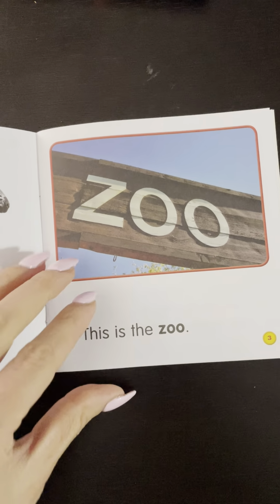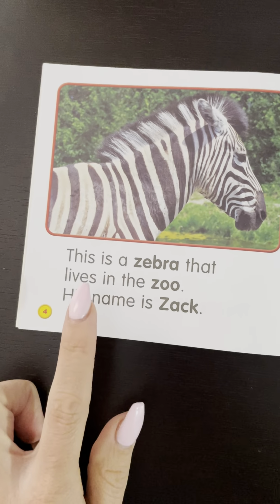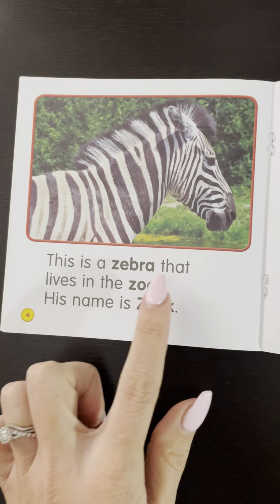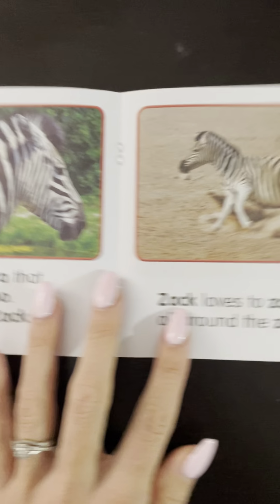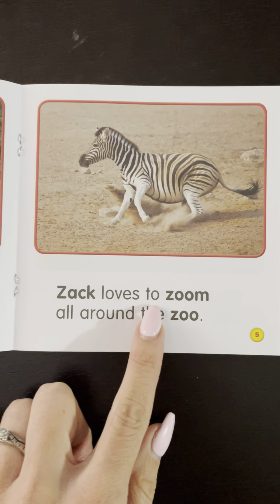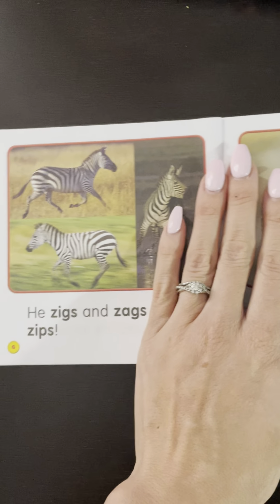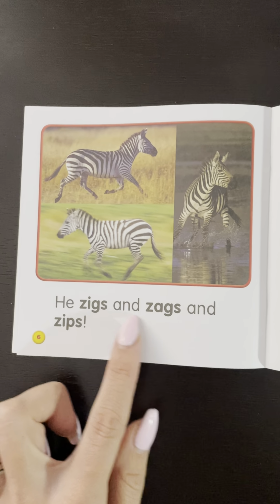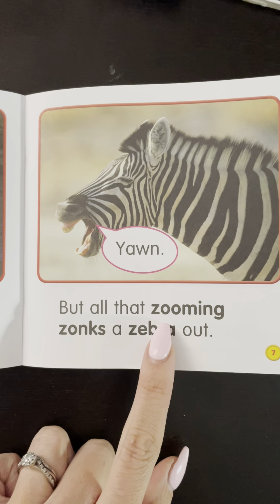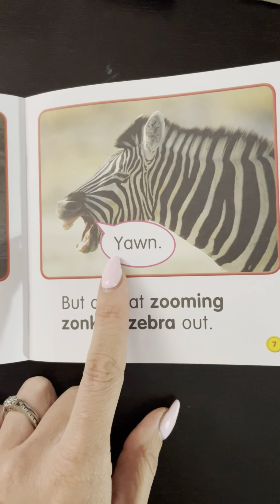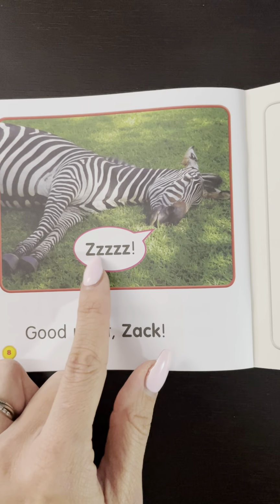This is the zoo. This is a zebra that lives in the zoo. His name is Zach. Zach loves to zoom all around the zoo. He zigs and zags and zips. But all that zooming zonks a zebra out. Yawn. Good night, Zach. Zzz.